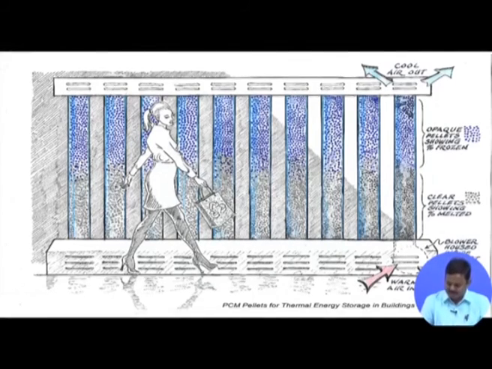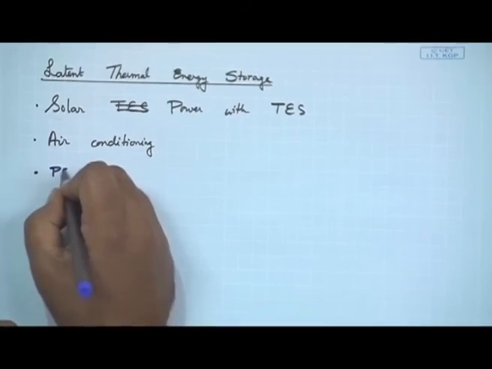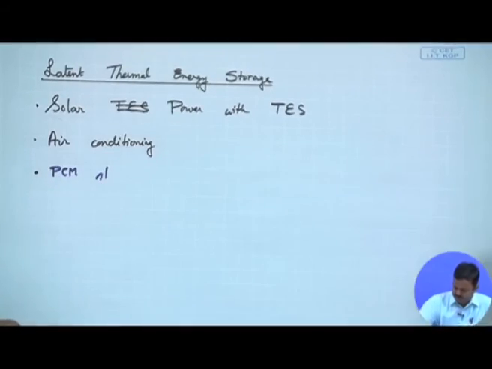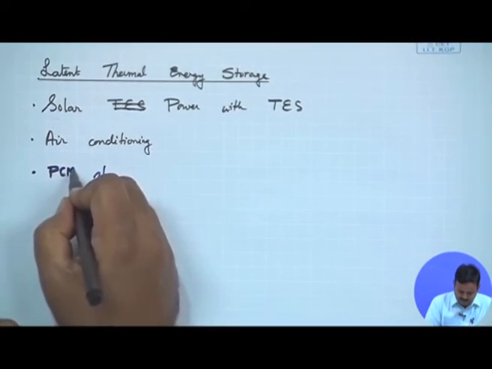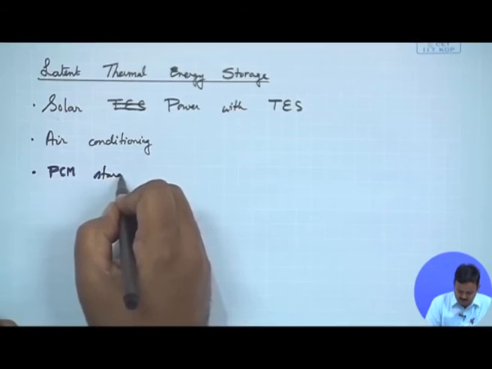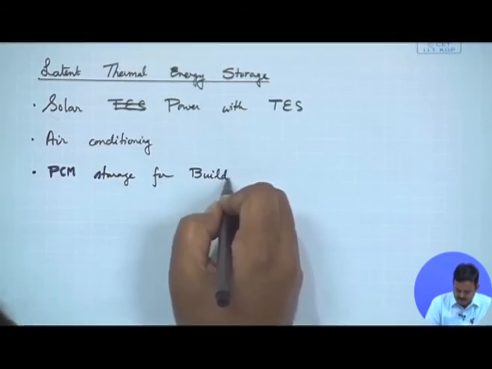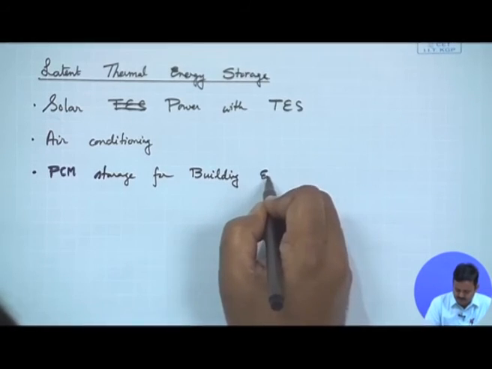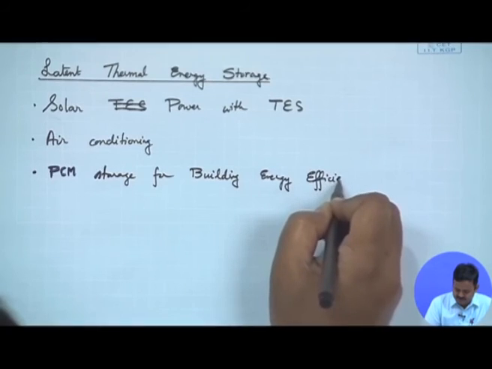So, this is another example. What I would say is PCM storage for building energy efficiency.